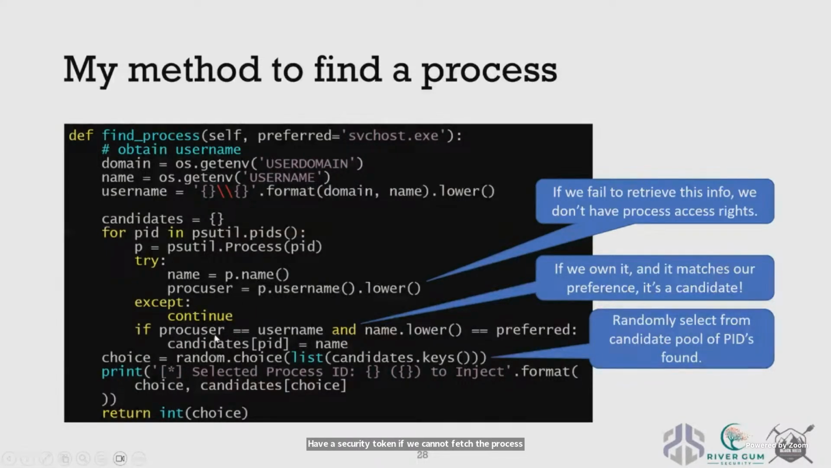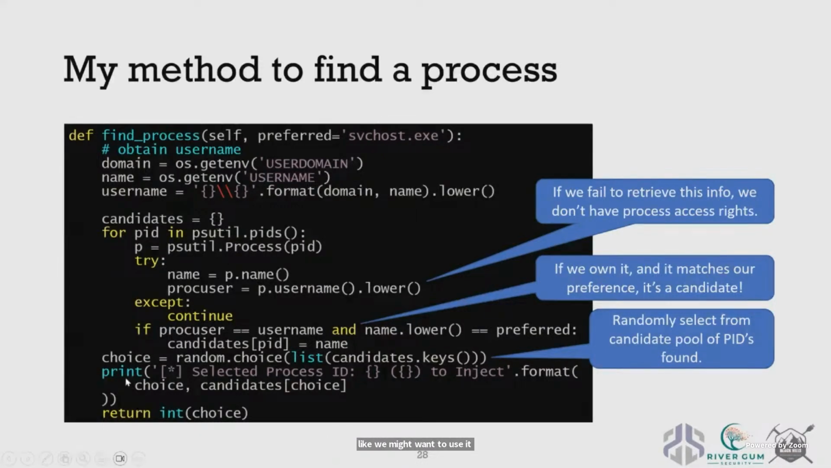Next in our loop, we're looking to see if the process username is the same as our own username, and the process name is one of our preferred processes that we're trying to inject. If those two things match, we're going to add that PID, the process identifier, to a candidate list. This is a process that looks like we might want to use it.